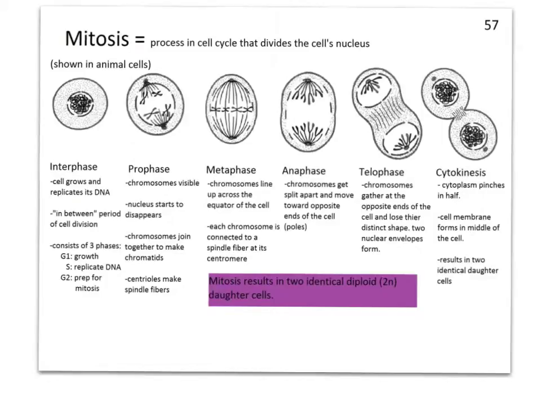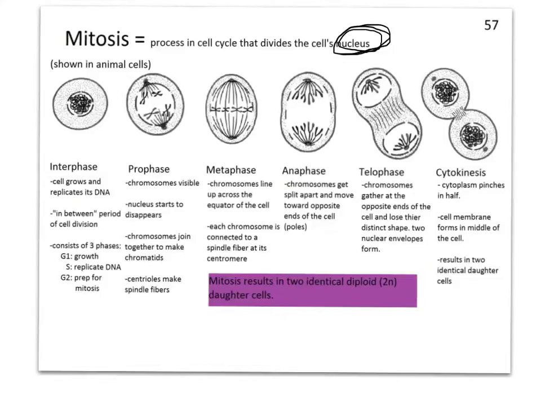Alright, so mitosis. Again, we defined this in cell cycle, and we're going to define it again. It's a process in the cell cycle that divides the cell's nucleus. Focus on nucleus. Alright, so 57 is going to be a picture of an animal cell. In this animal cell, you start with interphase.